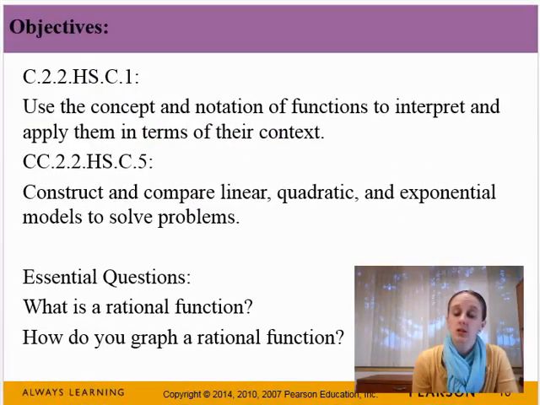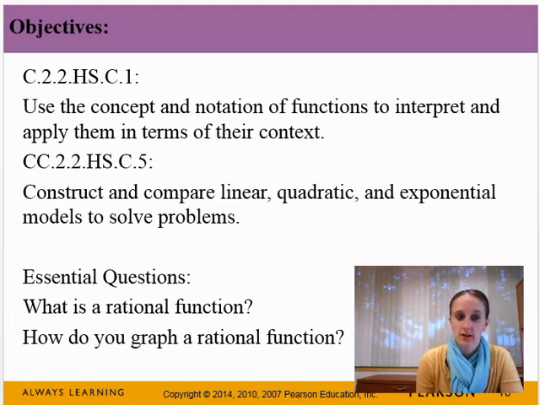Welcome to part 2 of 2.6 part 1, rational functions and their graphs. Our essential questions are the same as they were before. What is a rational function? How do you graph a rational function?